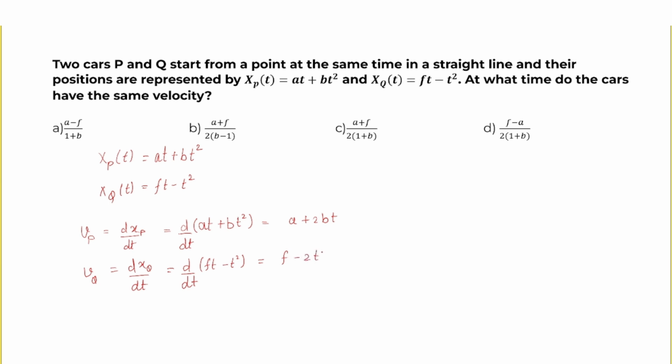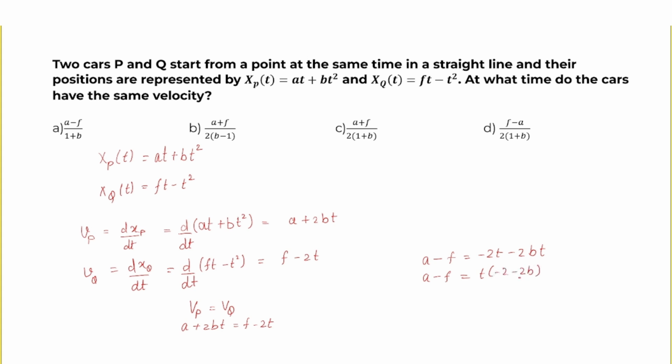Now since the question is asking at what time the cars will have the same velocity, we will say that velocity of p is equal to velocity of q. And what's the velocity of p? It is a plus 2bt, and that must be equal to f minus 2t. So when you equate both and take the time terms to one side, a minus f is equal to minus 2t minus 2bt, and a minus f will be equal to, taking t common, minus 2 minus 2b.